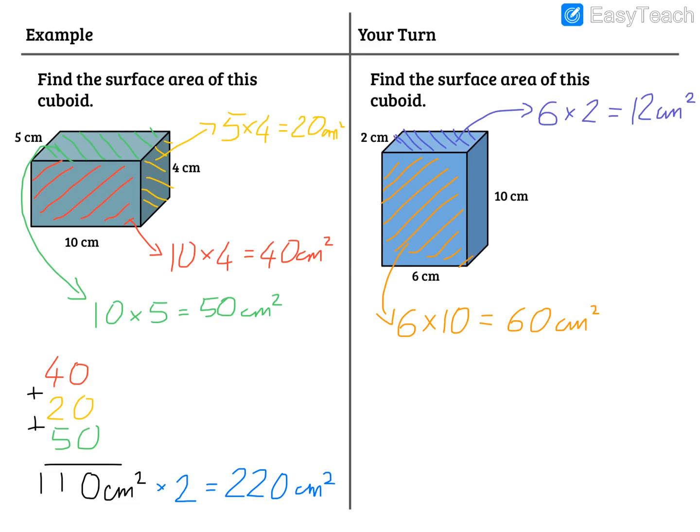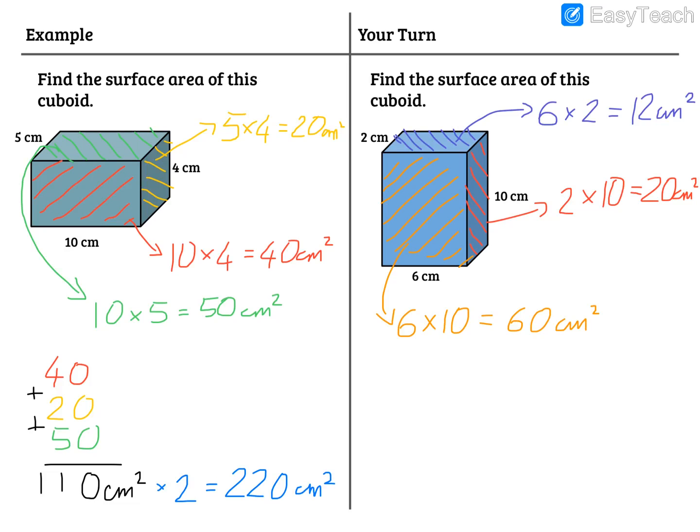One more face then that we've got to do. I'll do that one in red. So it's this face here. How wide is this face? Well, that width there has got to be the same as this length here. So it's 2. And how tall is it? And there, that's 10, isn't it? So 2 by 10. 2 by 10 is 20 centimetres squared.